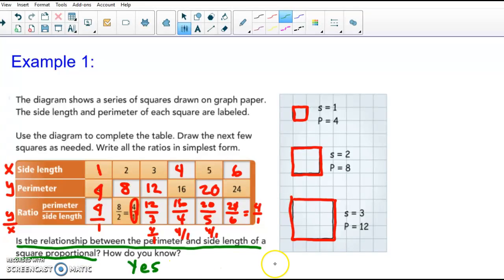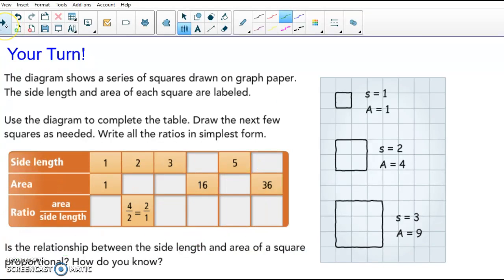So it represented a constant multiple of the side length, which makes it proportional. So your turn to pause the video and try to fill out this table. This time we're looking at area. So remember that area is length times width. And in the case of a square, the length and the width are the same.